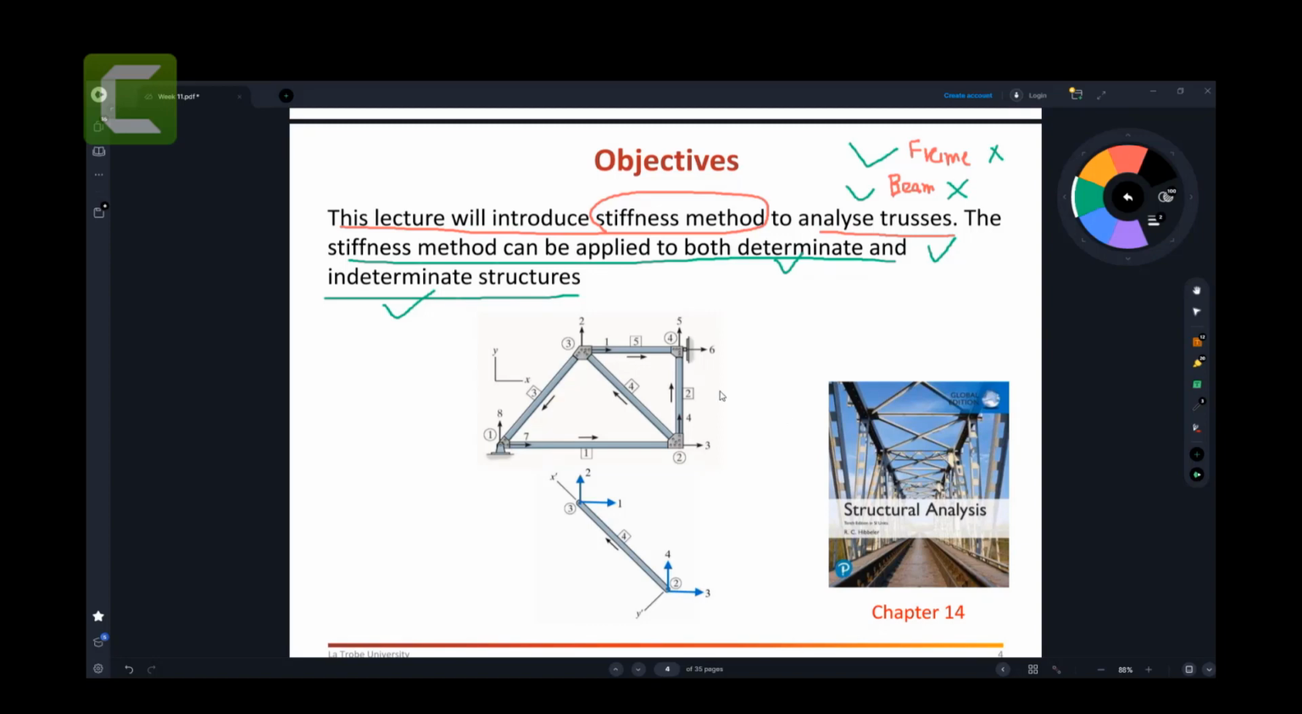The SpaceGass software that you are currently using for your assignment in the last 10 or 11 weeks is built on the stiffness method. So behind the screen, SpaceGass is using the stiffness method. Today I'm teaching you the method that SpaceGass software uses to solve analysis problems. In the future, if you are capable, you can develop software like SpaceGass because you already know the stiffness method, and it basically gives you those kinds of tools.